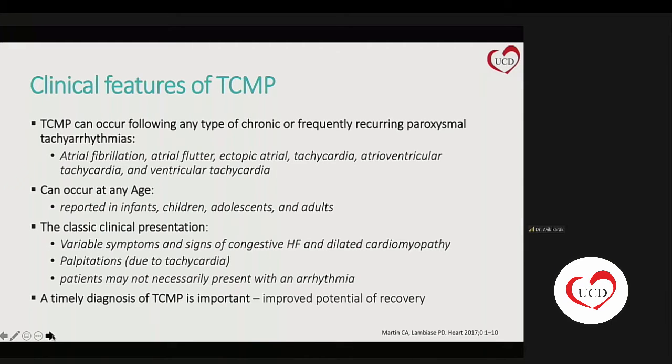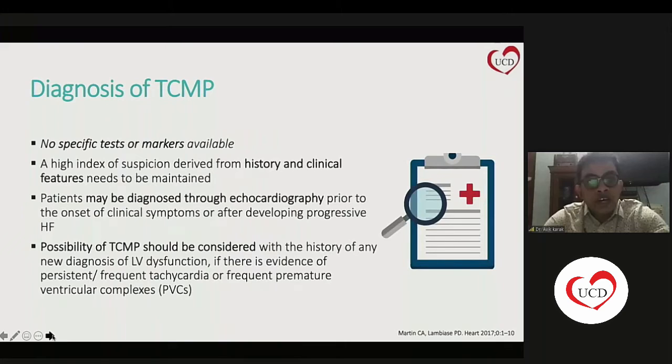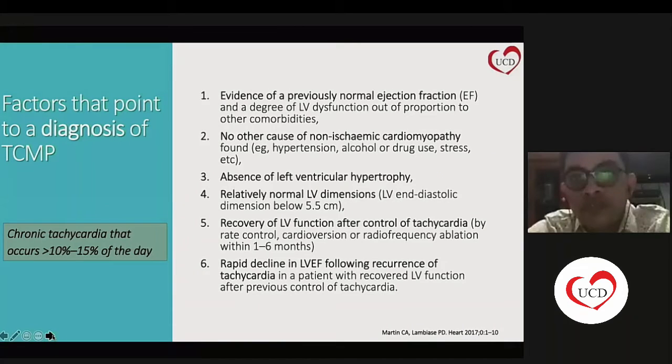Now, we look into factors that point to a diagnosis of tachycardiomyopathy. One is evidence of a previously normal ejection fraction, and a degree of LV dysfunction that is out of proportion to the other comorbidities. No definite cause of non-ischemic cardiomyopathy is found, there is absence of LVH, and relatively normal LV dimensions, like LV end systolic dimension below 55. There is recovery of LV function after control of tachycardia, and rapid decline in the LV ejection fraction following recurrence of the tachycardia in a patient with recovered LV function after previous control of tachycardia. Chronic tachycardia, usually more than 10 to 15% of the day, can lead to tachycardiomyopathy.